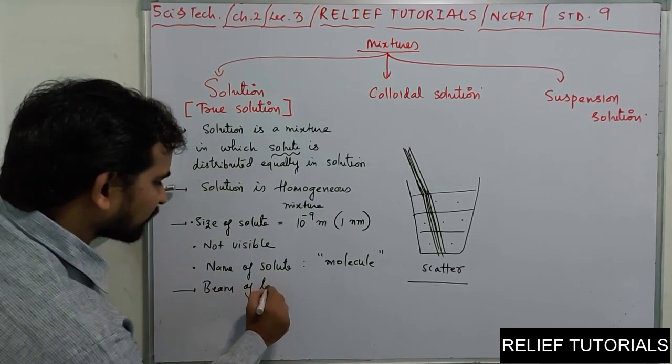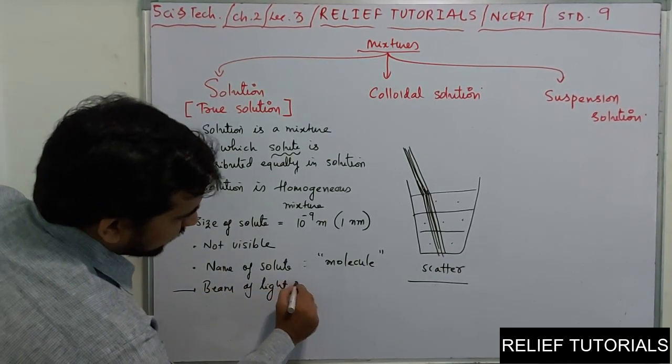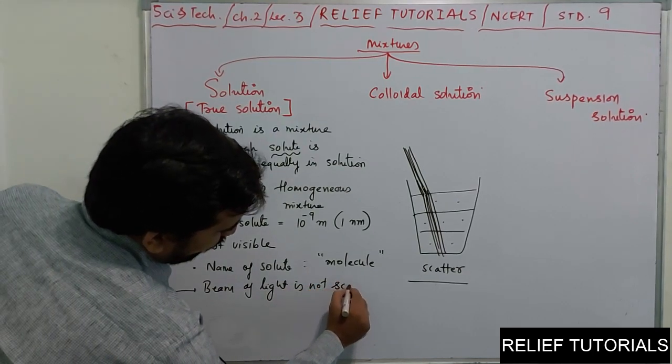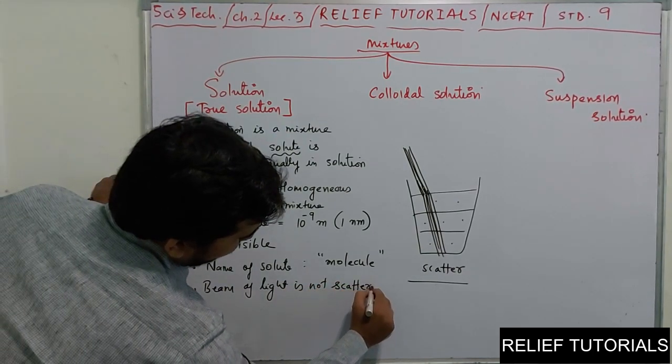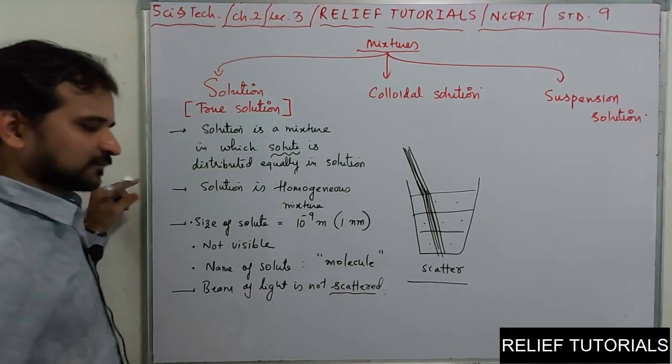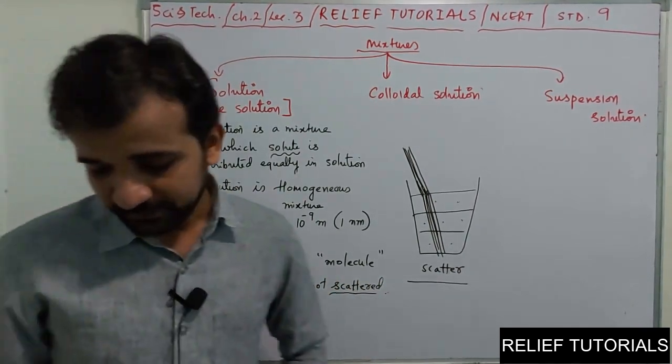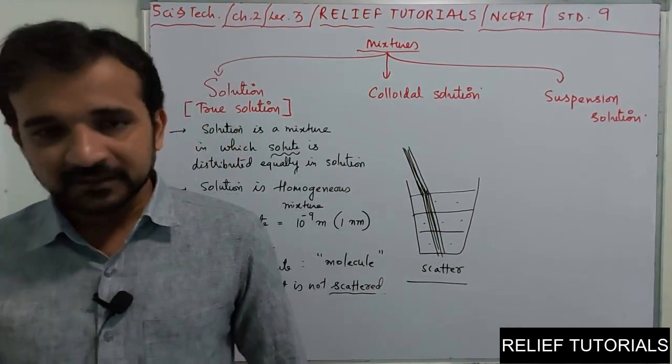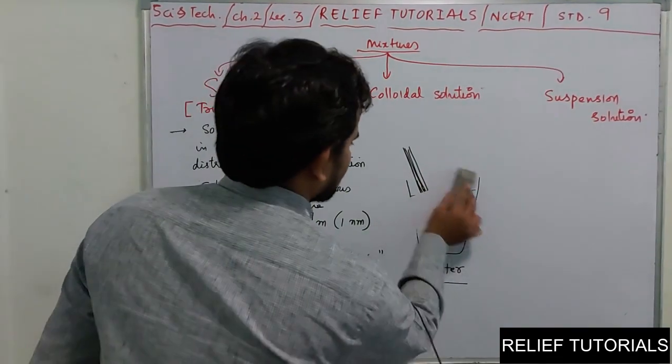Beam of light is not scattered. It's an important thing to remember that a beam of light is not going to be scattered with the help of these particles.